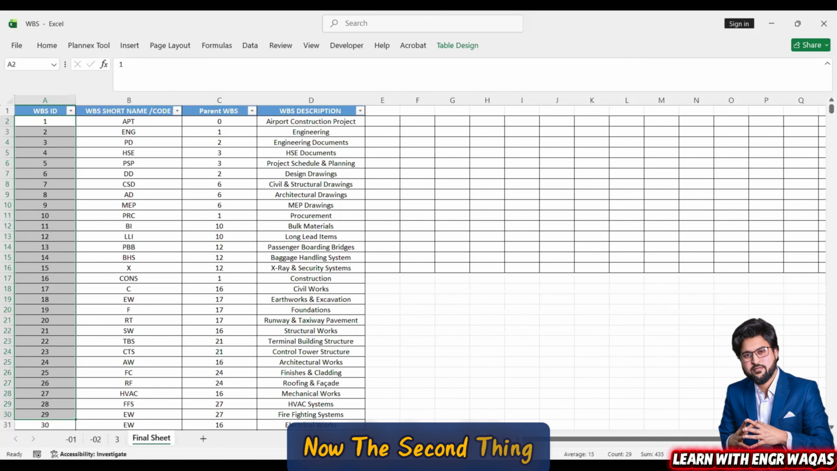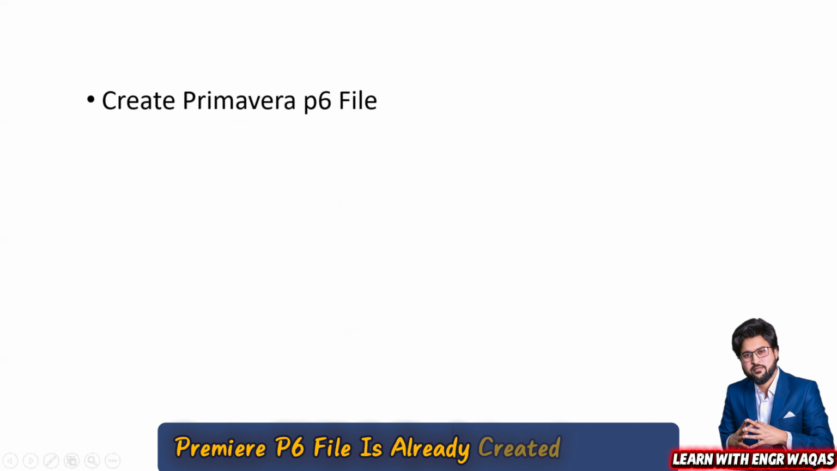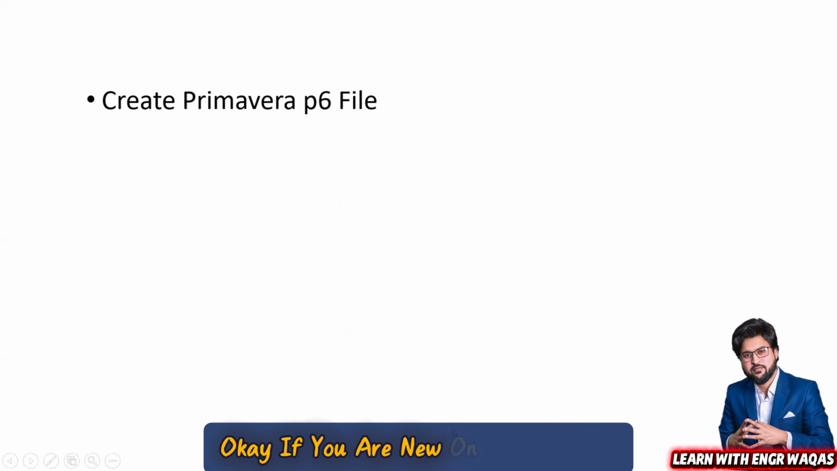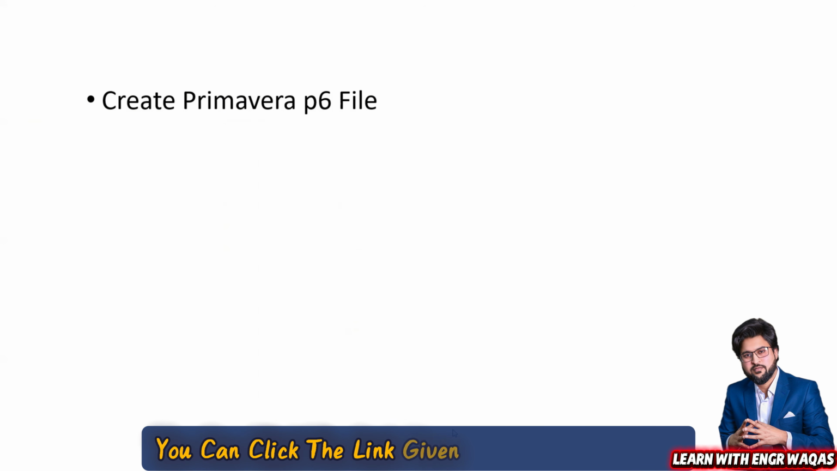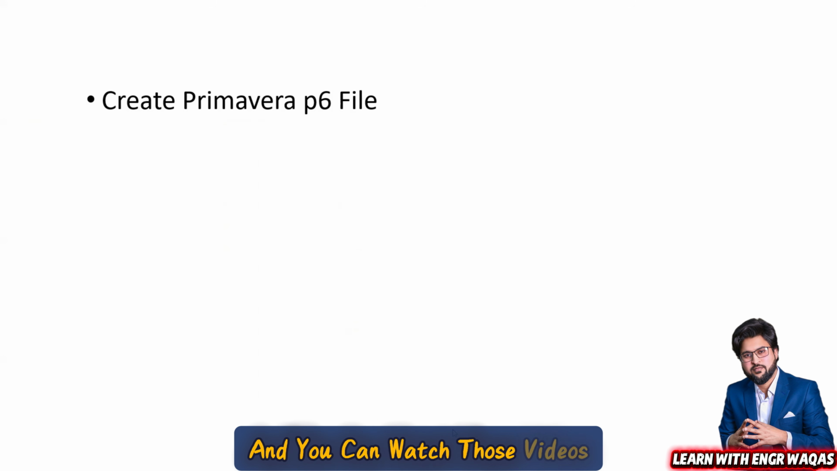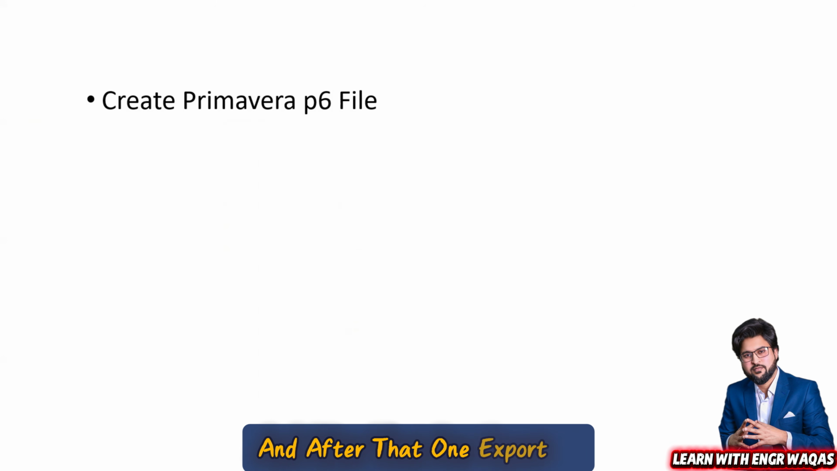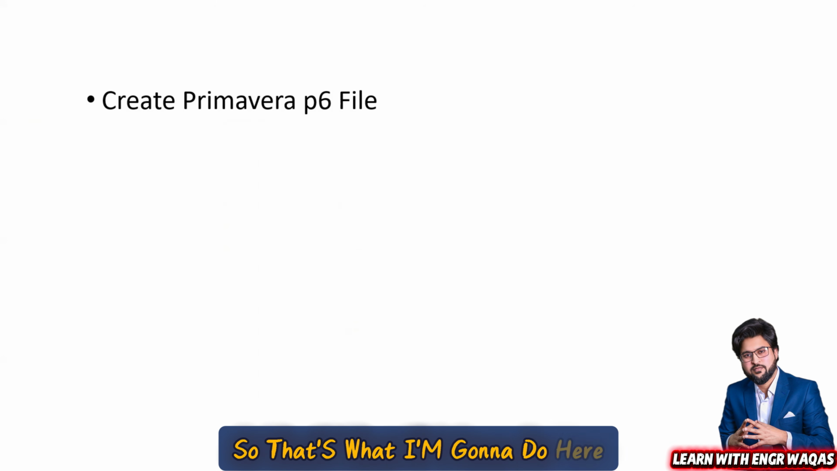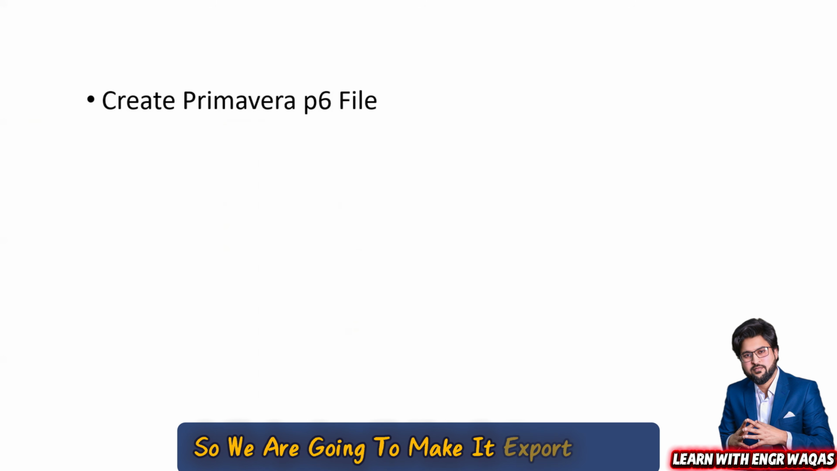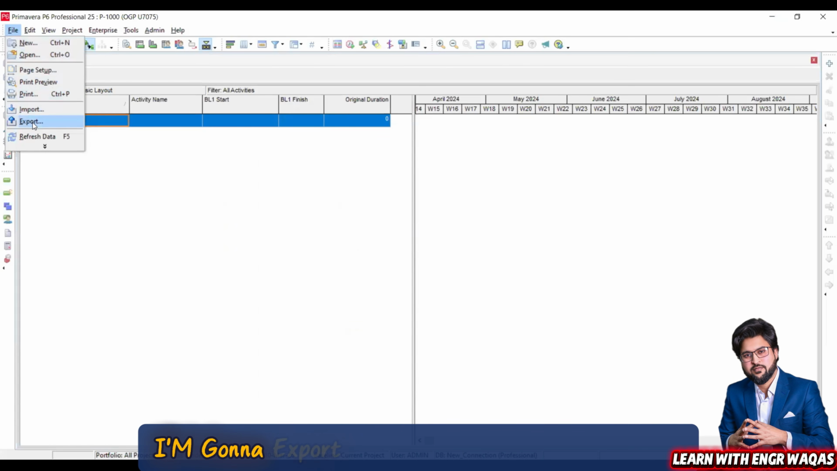Now the second thing, the Primavera P6 file is already created there. Okay, if you are new to Primavera P6, you can click the link given in the video details and watch those videos on how to operate Primavera P6 and how to launch your first file. There is a complete playlist link given there. And after that, export it. So that's what I'm going to do here. We are going to export a file.